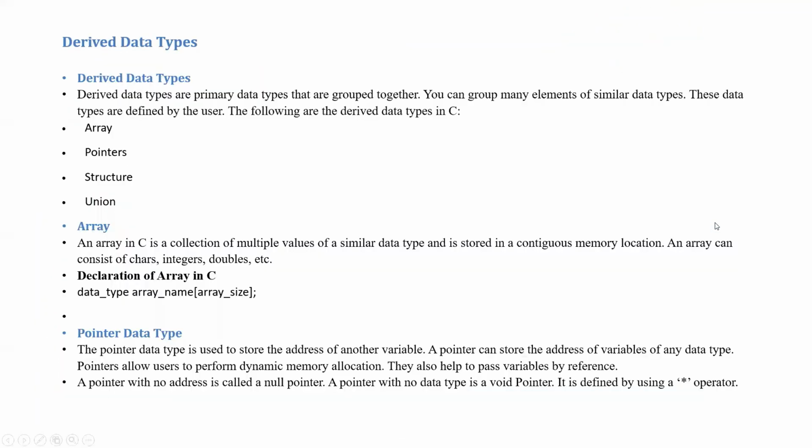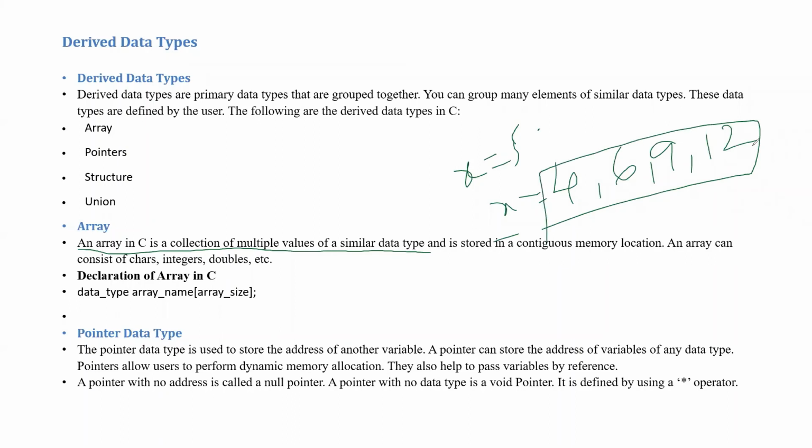So next, derived data types, which we discussed regarding derived data types. We have arrays. An array is nothing but a collection of multiple values of similar type. Multiple values of similar type means, if I define integer x equal to 5, it is a single value. If I define an integer with multiple values, some 4, 6, 9, 12, like that, then it becomes an integer array.